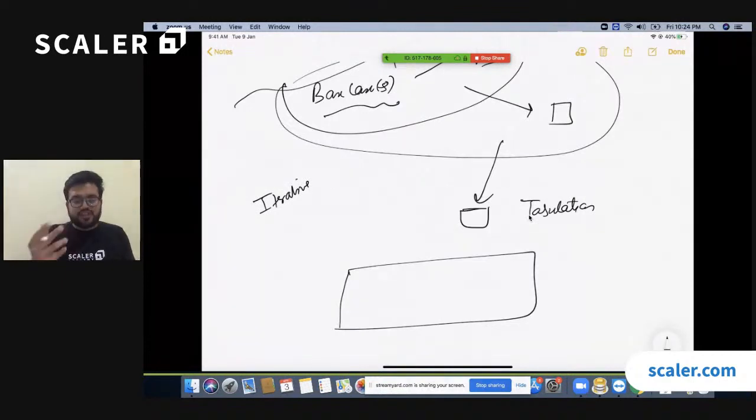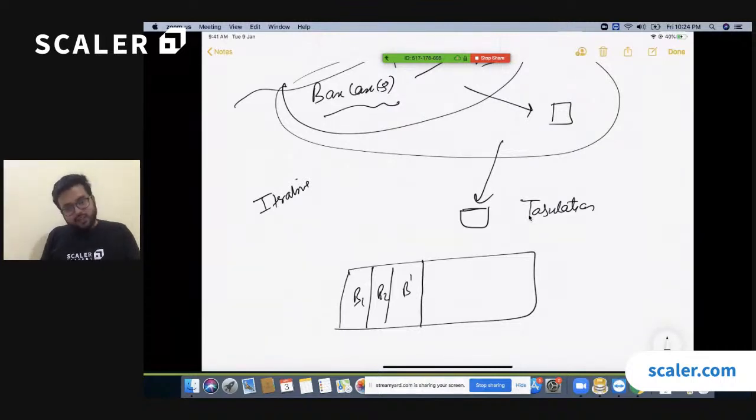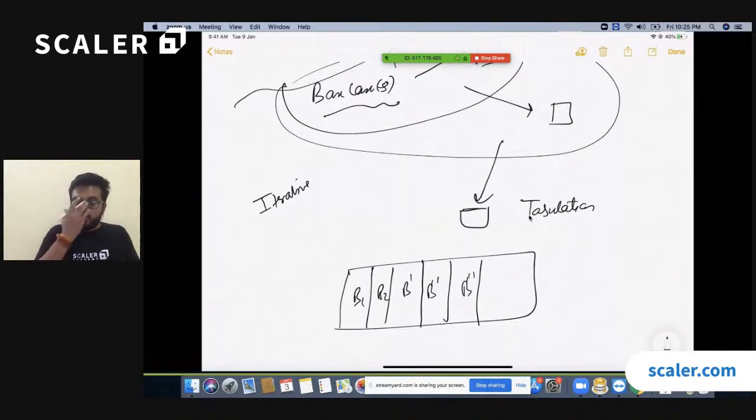So tabulation means that you just create a table in which you say that these are the states that I want to compute. You fill the values for the base cases, and utilizing them, you compute a bigger answer. Then utilizing all these things, a bigger answer, and so on and so forth. So you just keep on filling your table, or in other words, you just do the bottom-up approach. This is the second way of solving DP problems.